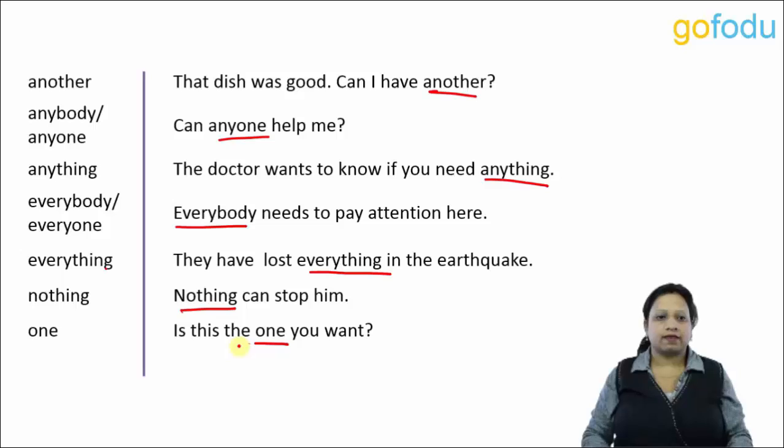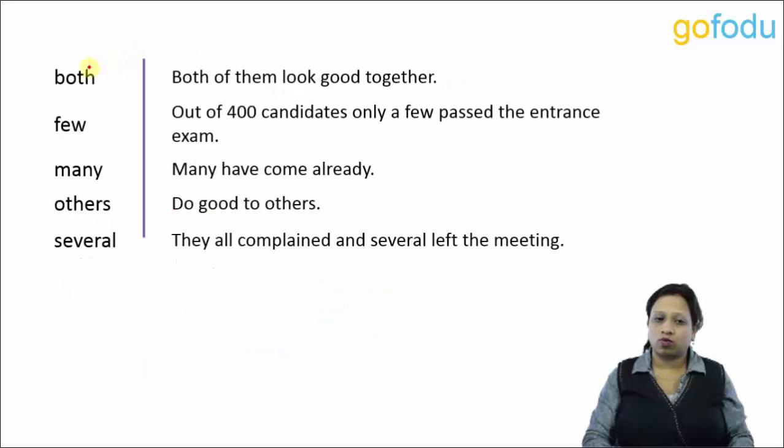All right. Let's take some plural ones. Both of them look good together. Now this is used for two things. Both of them. Few. Out of 400 candidates, only a few passed the entrance exam. Both is for two things. Few is not a lot, only a few. Many have come already. Many of us like him. Many is used for a lot of people or a lot of things.